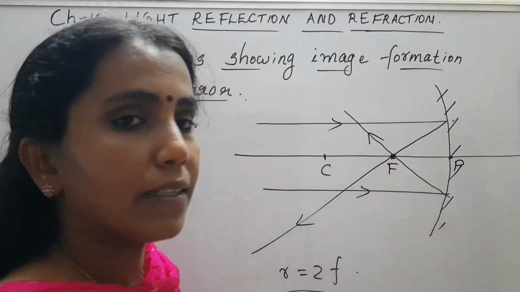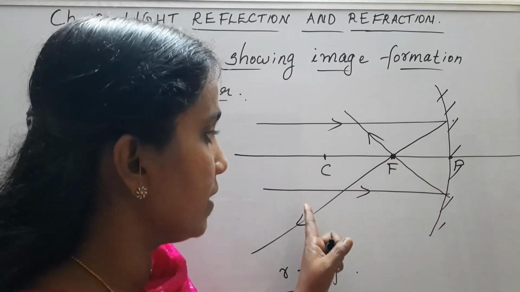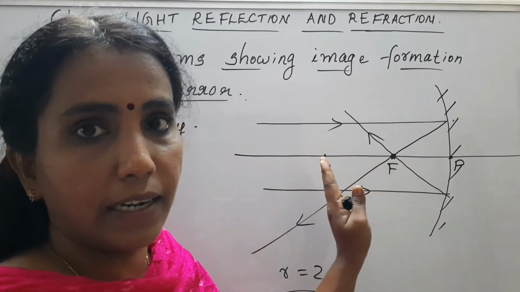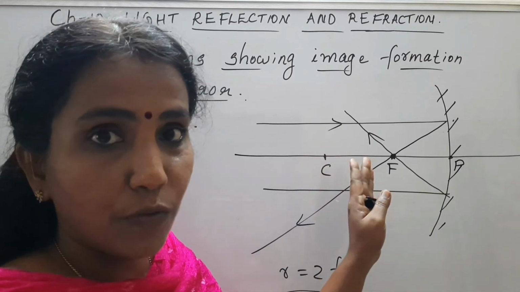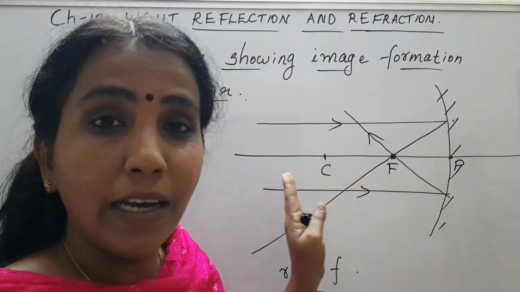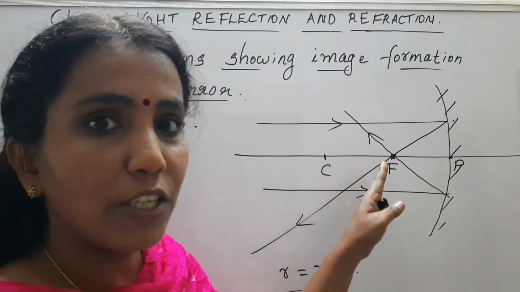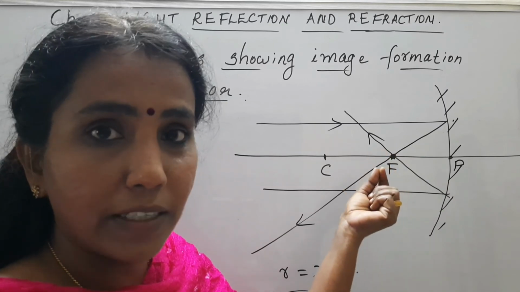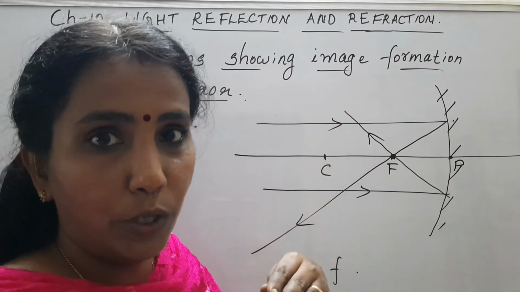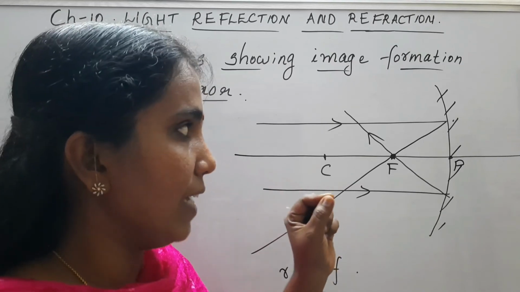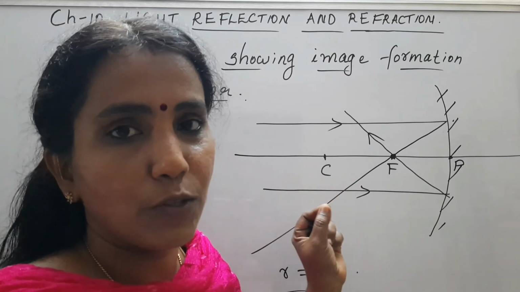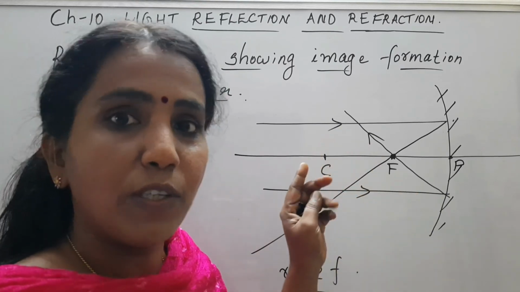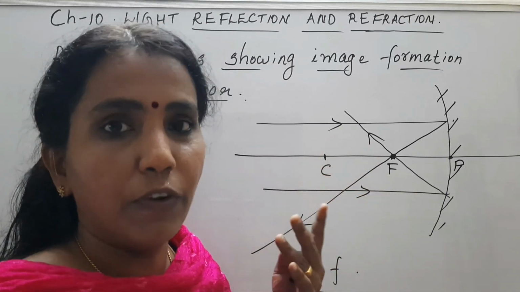At the focus, the image is formed. And you can see the two reflected rays, they really intersect. So the nature of image formed will be real, and they intersect at a very small point. You cannot distinguish the top and bottom of the object, so we can say that a very small, point-sized image is formed at the focus, which is real, and it will be inverted also.